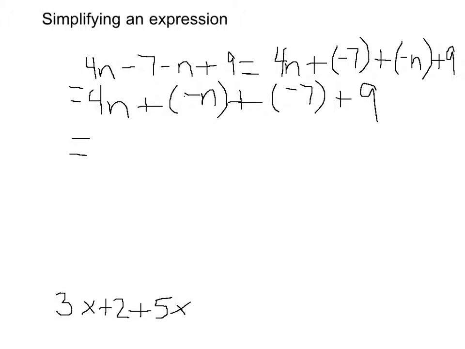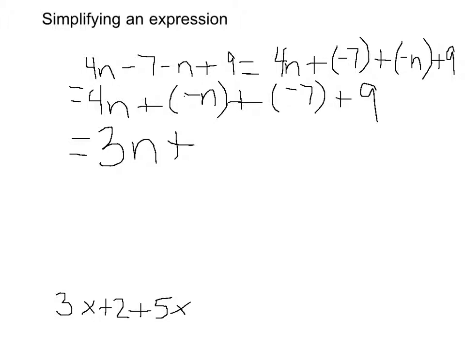Let's see what we can come up with. Well, I've got 4n plus negative n. That's the same as negative 1n. And if I go all the way back to my addition rules, I have different signs, but I take the number with the bigger absolute value, that's 4, and I subtract this away from it. 4 minus 1 gives me 3n, okay?